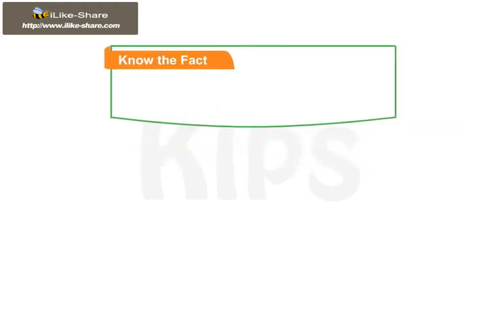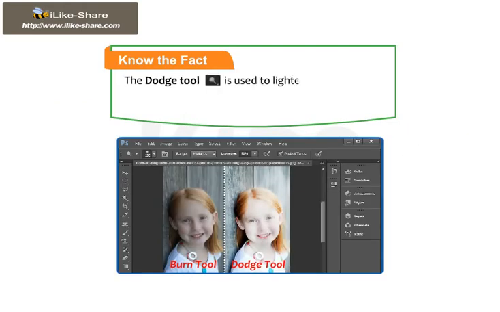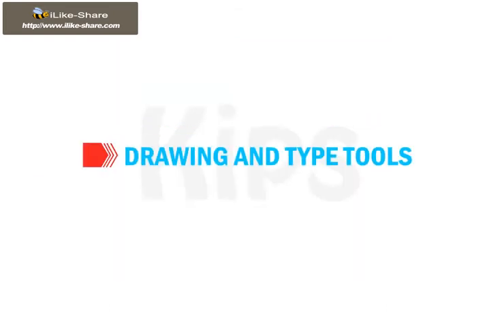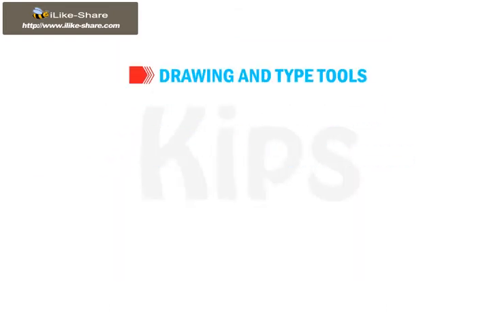Okay, know the fact. The Dodge tool is used to lighten the areas of an image, whereas the Burn tool is used to darken the areas of an image. Okay, let us discuss drawing and type tools.